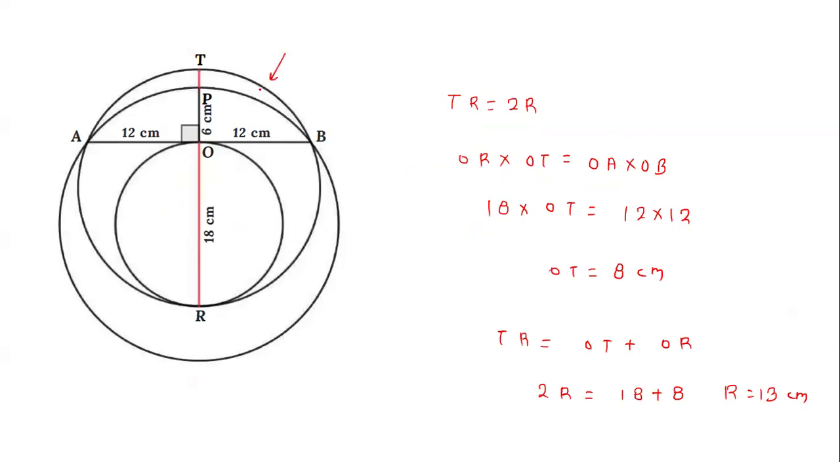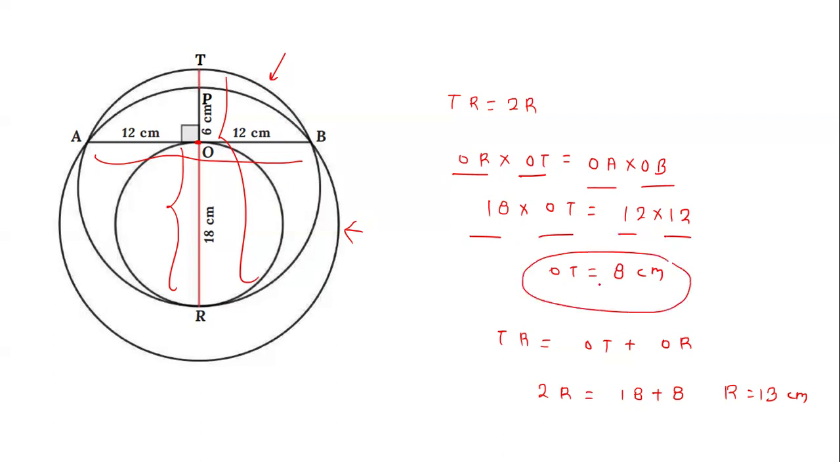Now you see this circle. Previously we saw this circle. Now in this circle there are two chords, one is TR and one is again AB. And these are also intersecting at the point O. So you can write by chord theorem OR multiplied by OT is equal to OA times OB. OR value, you know, it is the diameter of the smaller circle, which is 18. OT value you don't know, and OA and OB you know. So from here OT will come as 8 centimeter.